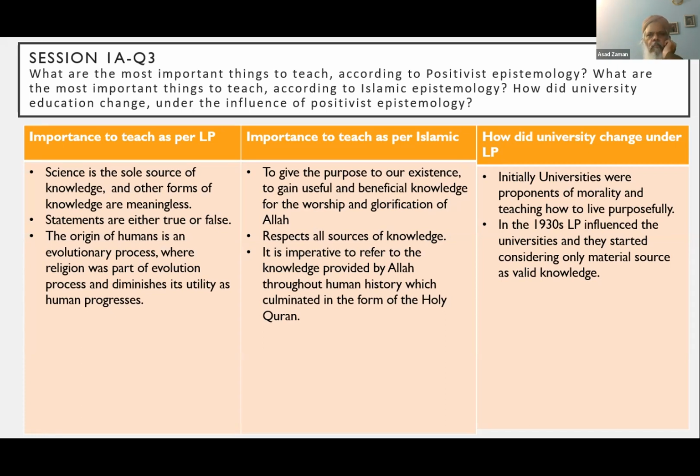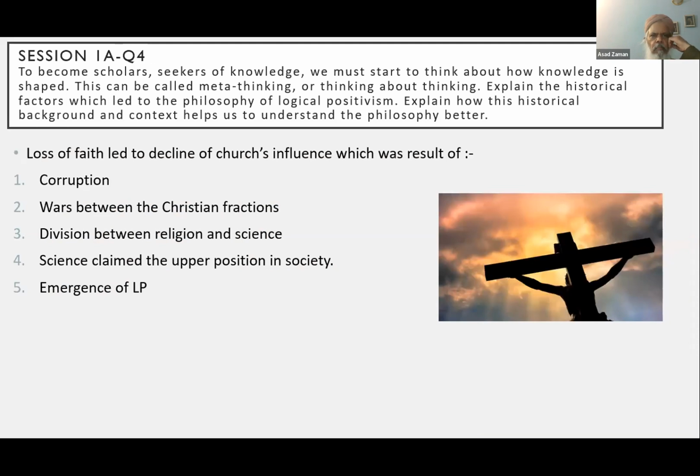Could you go to the next slide, please? So this question is dealing with, so to become scholars, seekers of knowledge, you must start to think about how knowledge is shaped. This can be called meta-thinking or thinking about thinking. Explain the historical factors which led to the philosophy of logical positivism, and explain how this historical background and context help us understand the philosophy better.